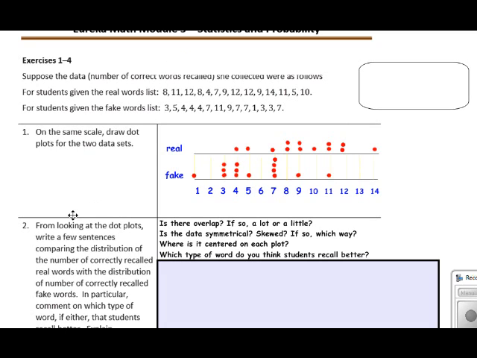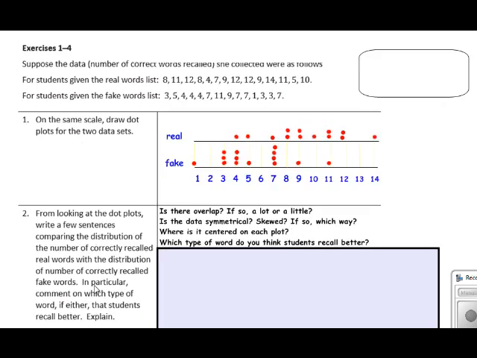Question 2. From looking at the dot plots, write a few sentences comparing the distribution of the numbers of correctly recalled real words with the distribution of numbers correctly recalled fake words. In particular, comment on which type of word, if either, the students recall better, and explain.